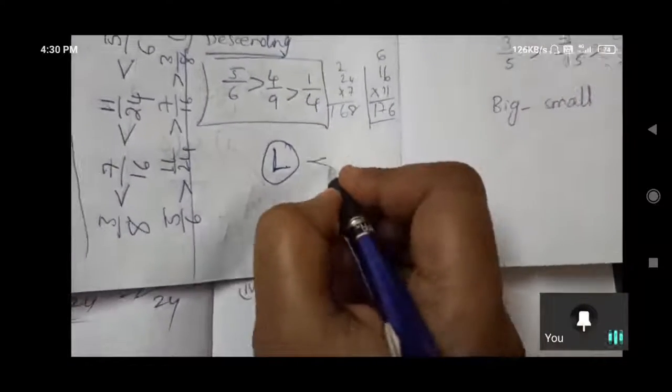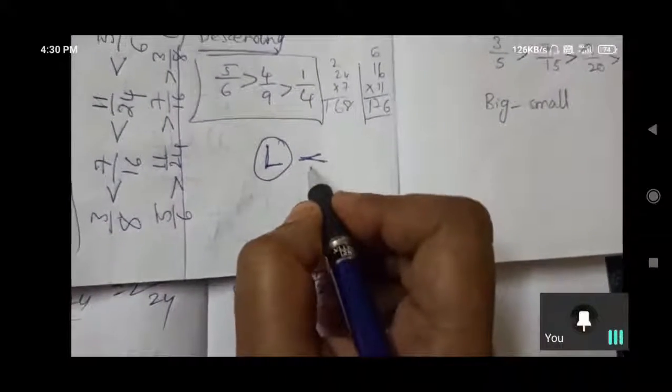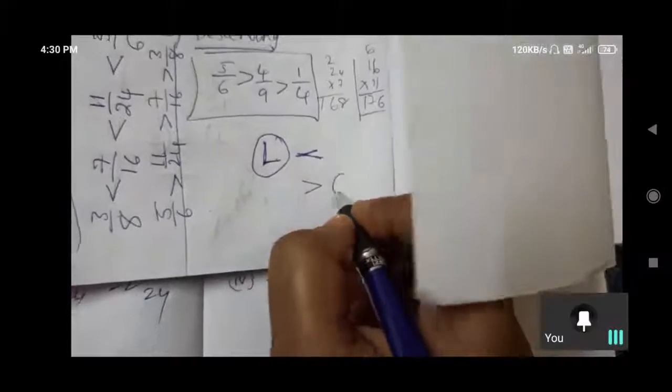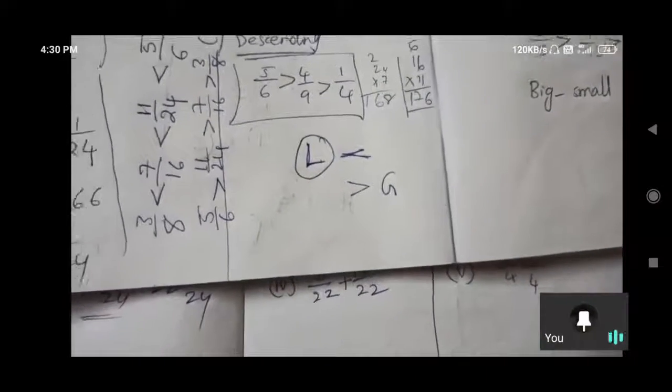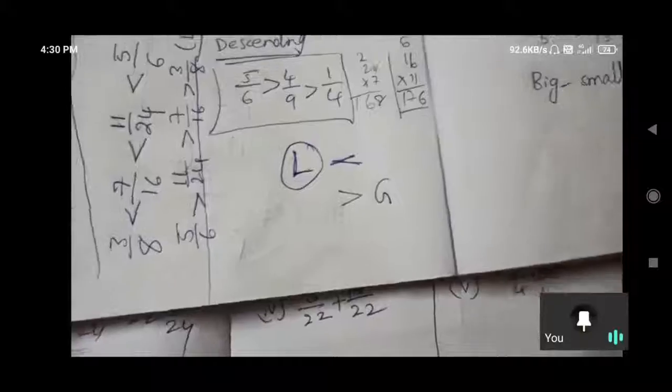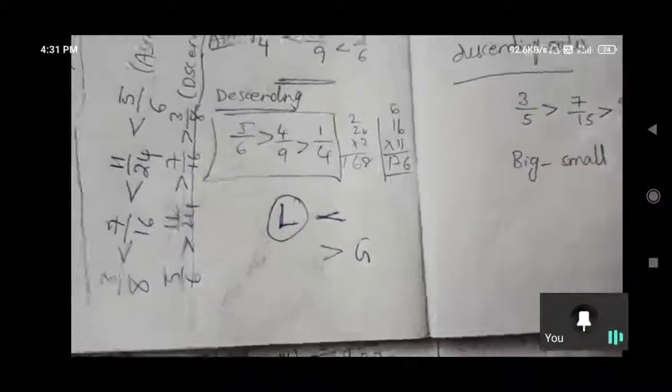This side will be less than. Don't get confused. Okay? The opposite side will be greater than. So you should read like this. Sometimes you will get confusion. Lot of people will get confused like that only.